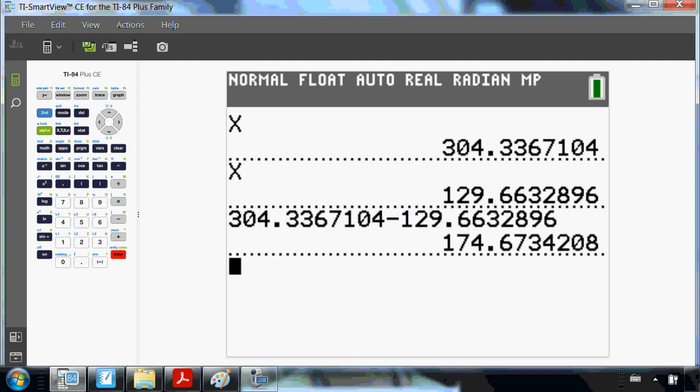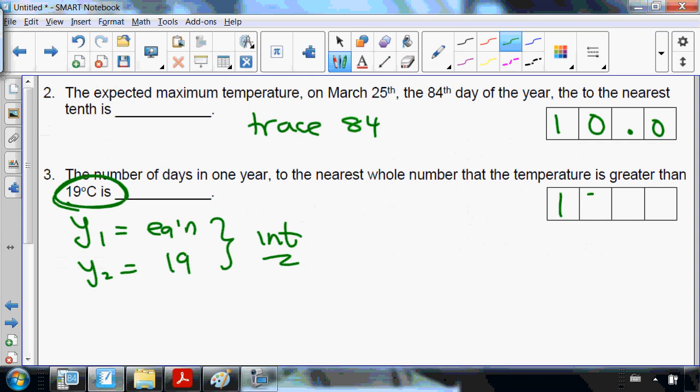Okay, now, if I had asked you for the complete number of days, you would round down. Even if that was 0.999, you would say 174 days. But this question says the number of days in 1 year to the nearest whole number. So they're telling you to round to the nearest whole number. So in this one here, I would say 175. Okay, so just be really careful on how they tell you to round. So rounding to the nearest whole number, different than the whole number of days. So the answer to that would be 175.